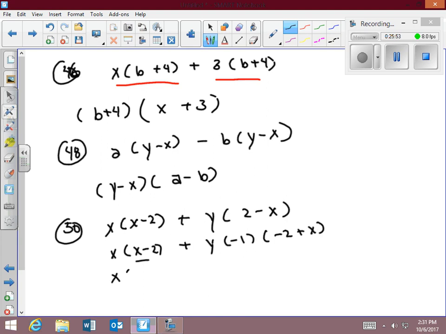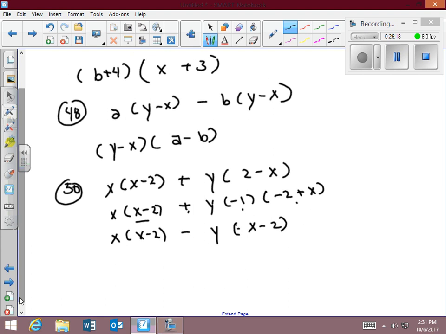So I could write this, and if I took this minus sign times that plus, I'd have a minus y. And then if I interchange these two, I have an x minus 2, commutative property of addition, right? See what I've done? Taken the minus sign out, commuted the addition, and now what's my common factor? X minus 2. And then I have what? X minus y. So there's your answer.